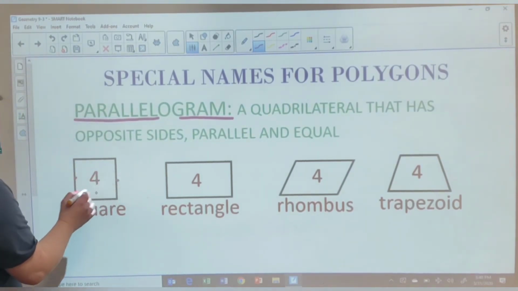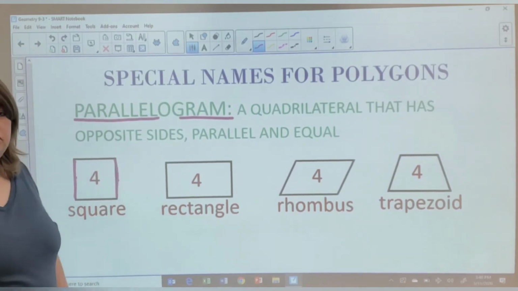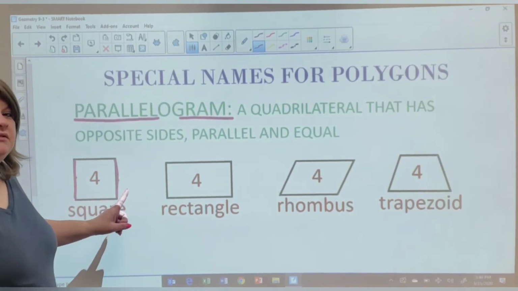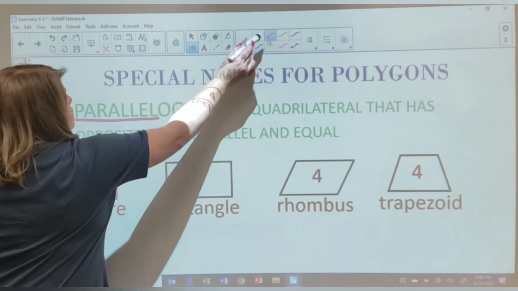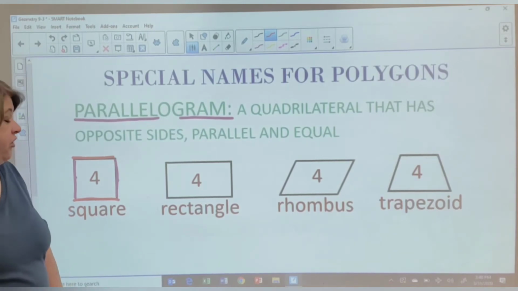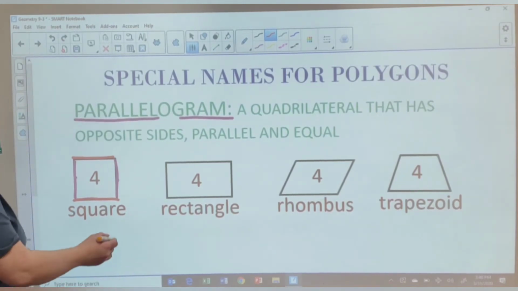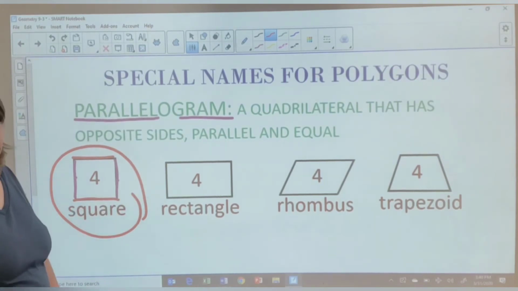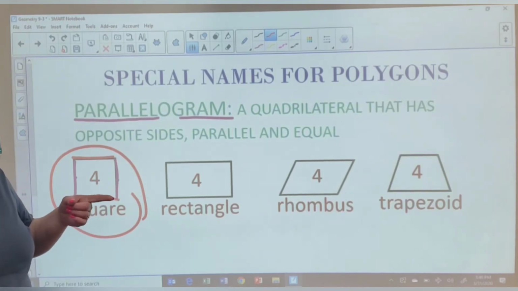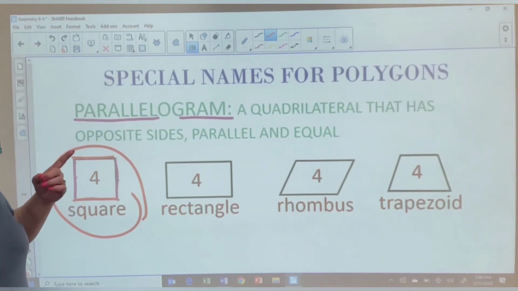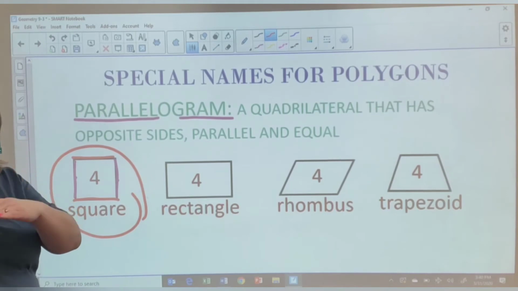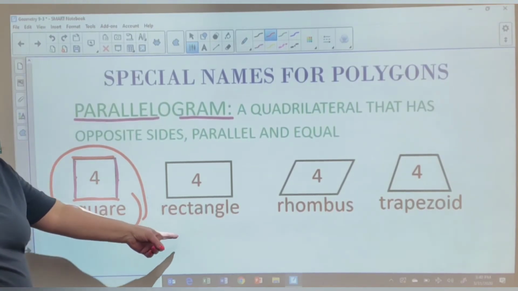Opposite sides right here. Are these parallel to each other? They would never cross. Are these equal in size? Let's check the other side. Is this parallel to this? Yes, it is. Are they equal in size? Guess what? This is also a parallelogram. It is a polygon, a closed flat figure that has straight sides. It is a quadrilateral because it has 4 sides, and it's a parallelogram because the opposite sides are parallel and equal. Good job.